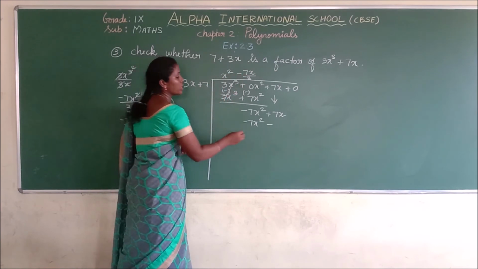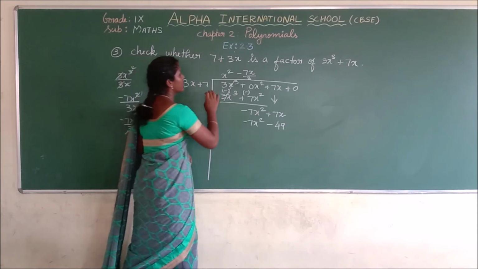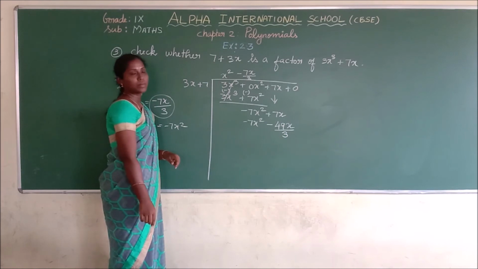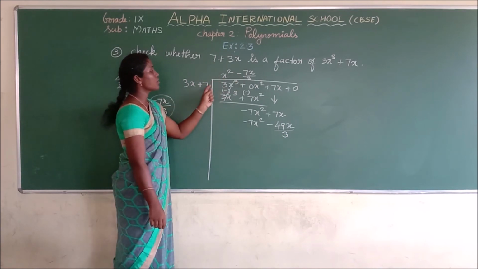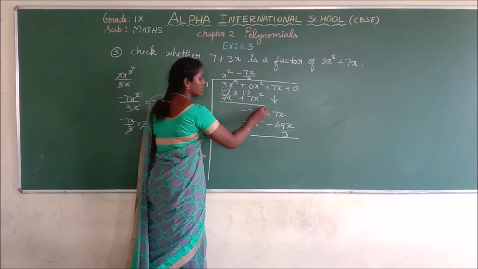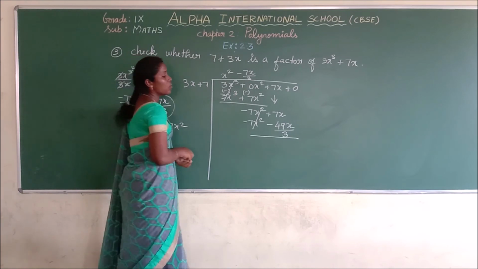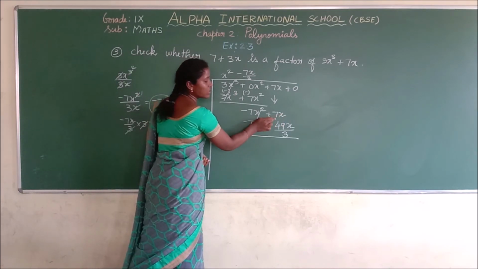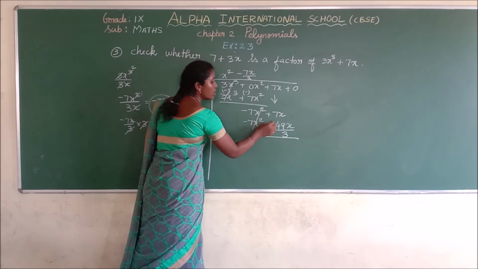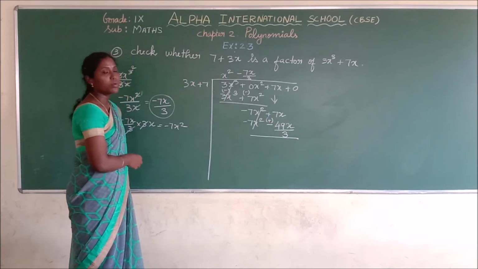7 sevens are 49. Okay, 7 sevens are 49 x by the denominator 3. So we are getting 49x by 3. Now listen, the first terms are like terms, so we are cancelling this term. Okay, what will be the second? Here also we are having 7x, here we are having minus 49 by 3 into x. So by changing the sign, we have to add this term.